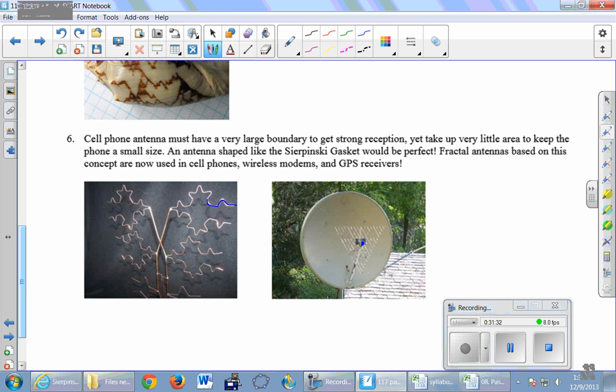And what shape does this look like? It looks like a snowflake. It's the same idea. The snowflake takes up not very much area, but has a large perimeter. And so that's something that's good if you are making a satellite dish or an antenna.